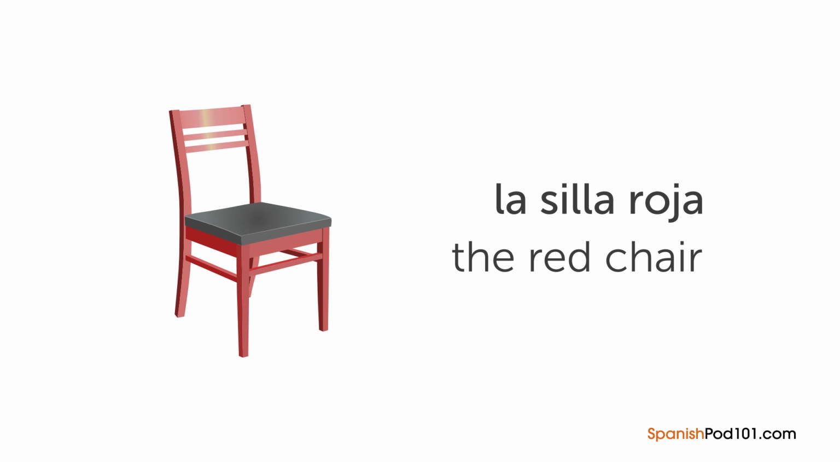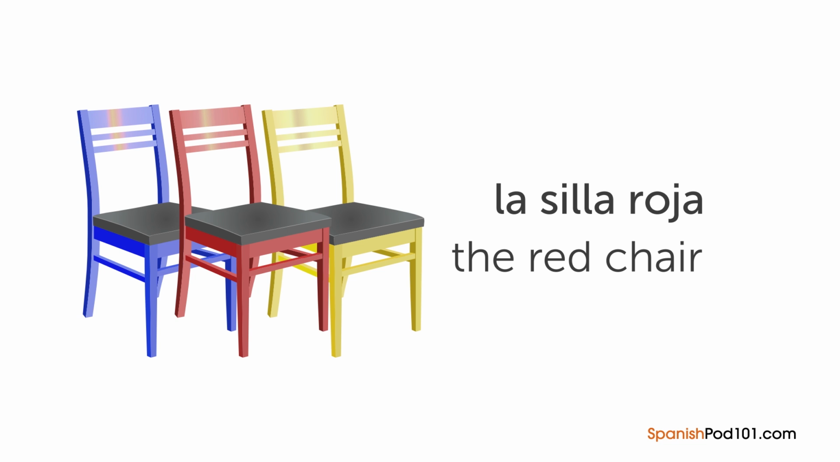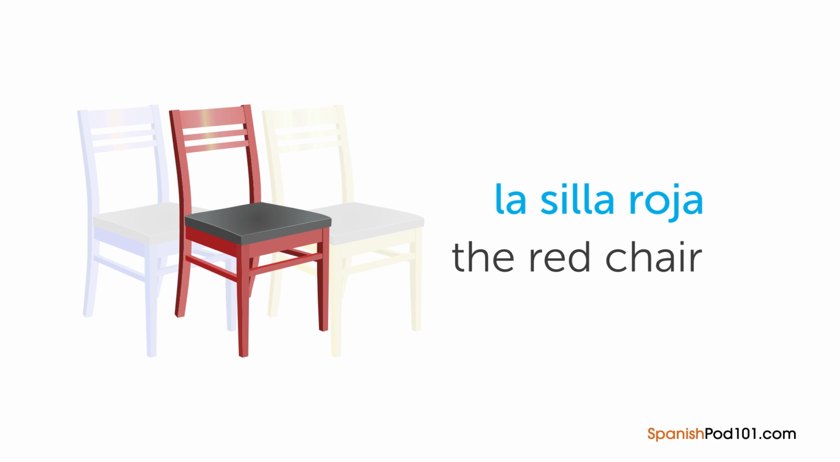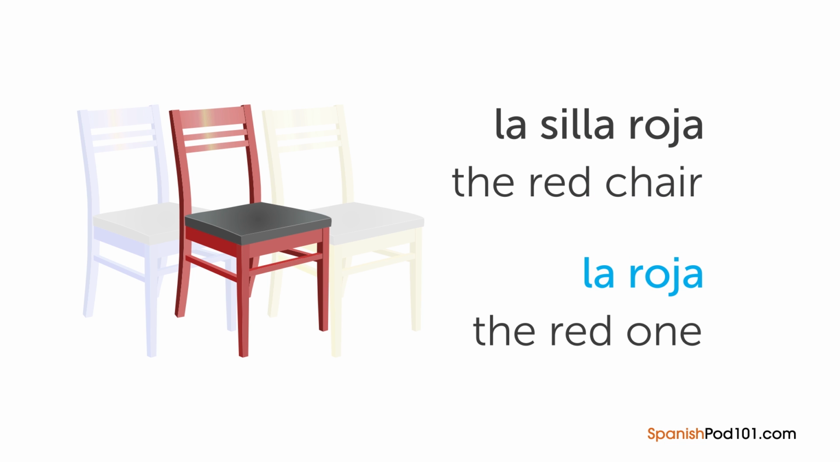Let's say you are at a furniture store and you want to buy a chair. If we are looking at a bunch of different colored chairs, you can use la silla roja to refer to the red chair. However, in this case, you've already mentioned the chairs and their colors, so you can just say la roja, which means the red one. By using an article with an adjective, you can make it a noun. In this case, we use la because la silla, the chair, is feminine. Then, we added the adjective roja to make la roja to mean the red chair.